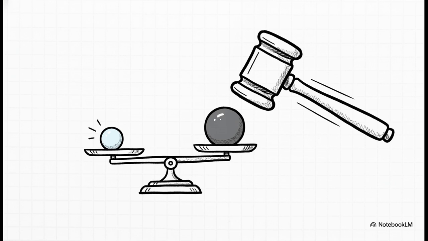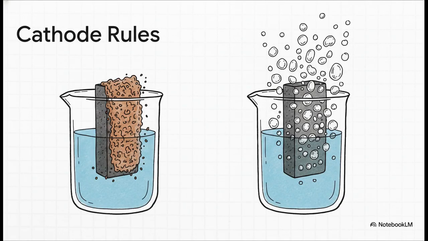The absolutely crucial point to remember here is this: the cathode acts as an incredibly strict judge, and its core rule is that the ion of the least reactive element gets discharged. Think about that for a second. The underdog actually wins the battle. Let's look at how this reactivity rule actually plays out with a couple of real examples.